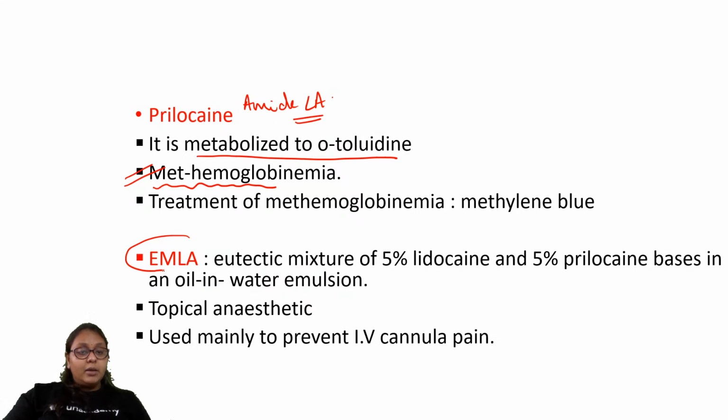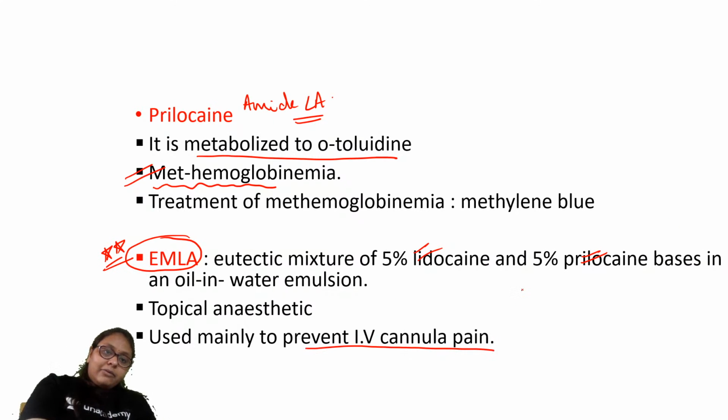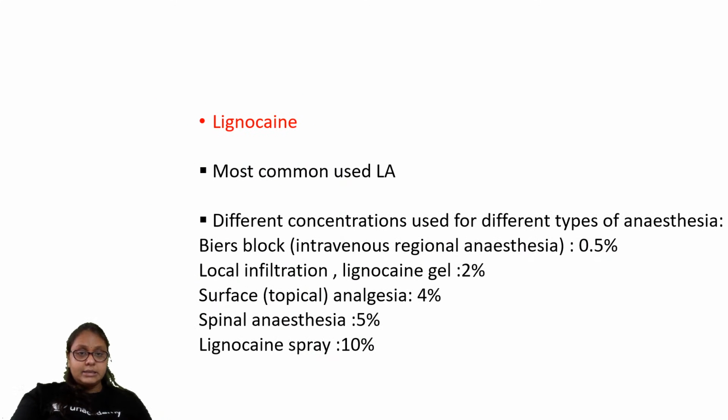Coming to EMLA, a question has been asked in AIIMS last year also. EMLA, it is a eutectic mixture of what? It is a eutectic mixture of lignocaine and prilocaine. It is a topical anesthetic. Where is it used? To prevent IV cannula pain. So these are the examples of amide local anesthetics.